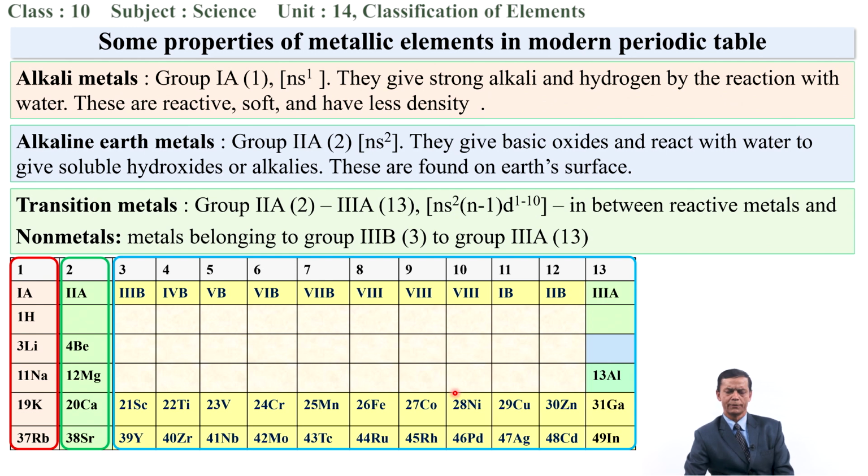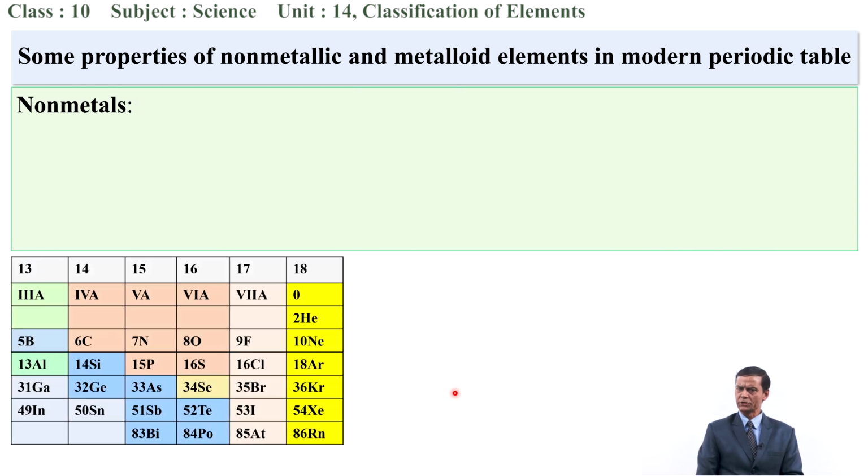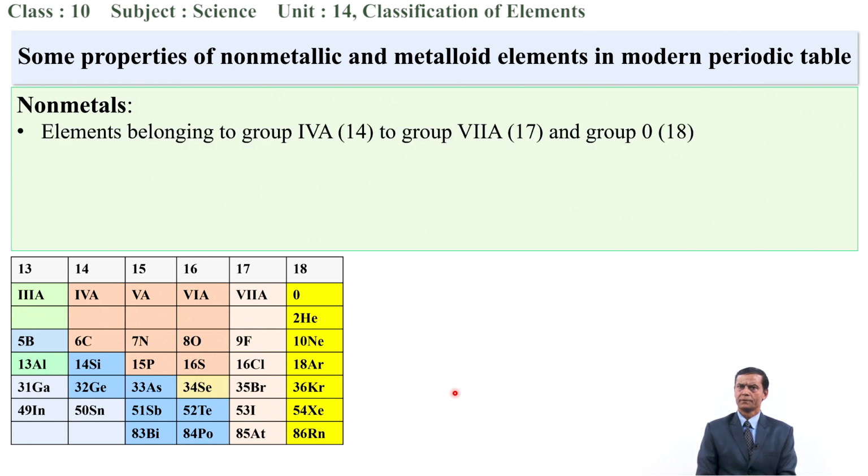Yes. Now look at here, the d block elements are the transition elements. Dear students, now we are going to discuss the non-metallic elements. Do you know non-metallic elements are different from metallic elements? They are bad conductors or insulators, isn't it? And they are soft, low density, isn't it? Not metallic luster, and they are different from the metals. So elements belonging to group 4A, that is 14, to group 7A, 17, and group 0 or group 18 of the modern periodic table are non-metals.